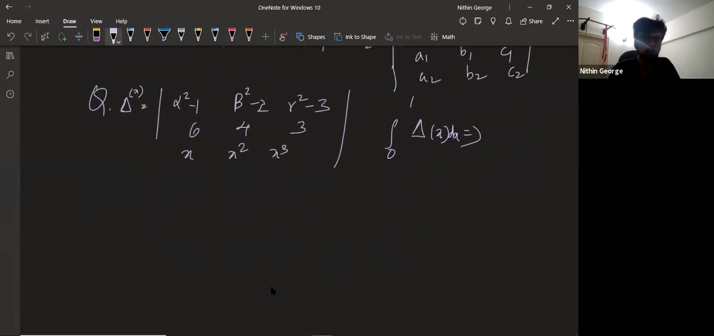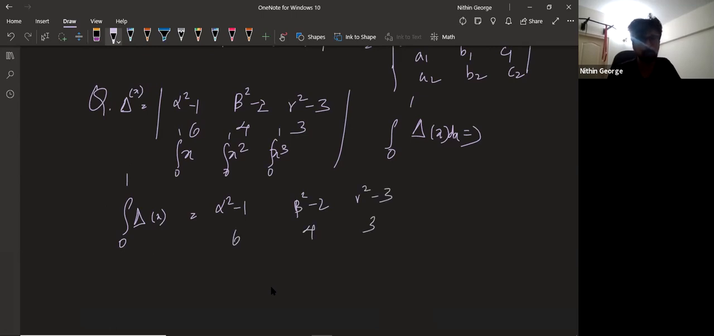You notice that the first two rows are constant. So this is what I'm trying to find, 0 to 1. You simply put the integral from 0 to 1 for these parts. So you have alpha square minus 1, beta square minus 2, gamma square minus 3, 6, 4, 3. Here you get x square by 2, and x square by 2 between 0 and 1 becomes 1 by 2.